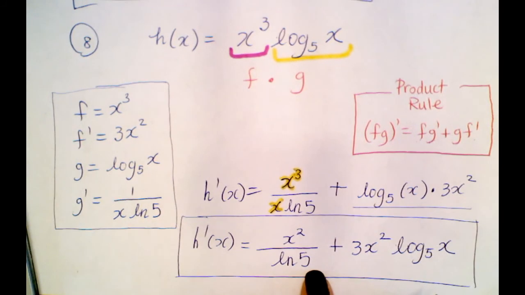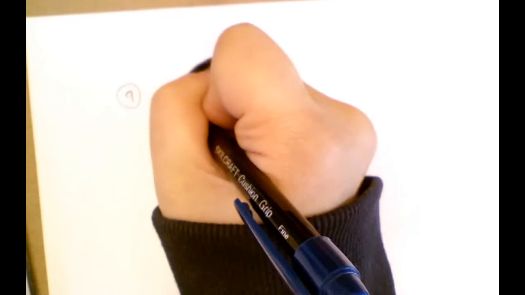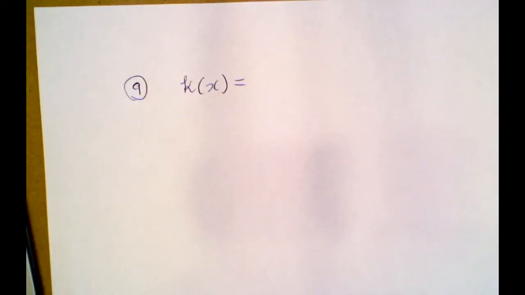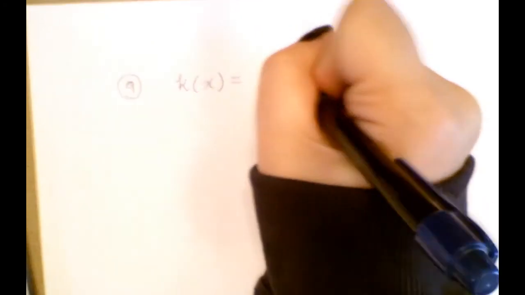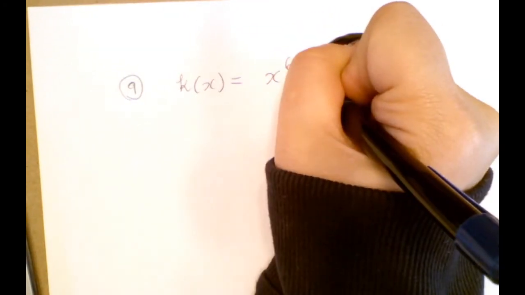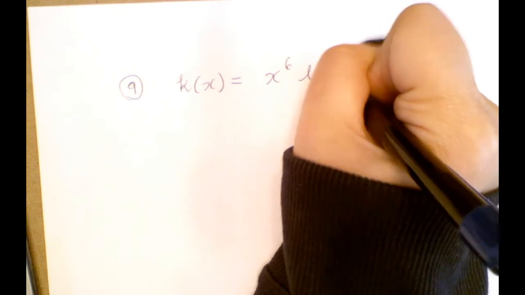Now that one had more to it. So let's do one more, and that will be it for the examples in this video. Let's do example number 9. This is going to be my last one. Write down k of x equals x to the 6th power times log x.